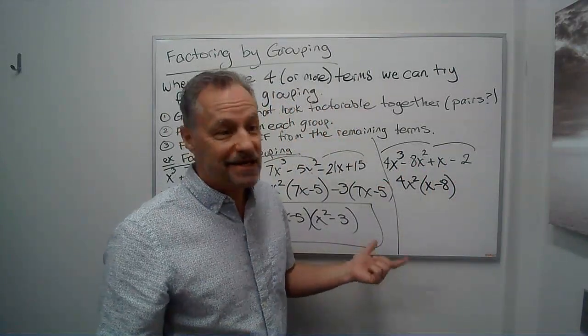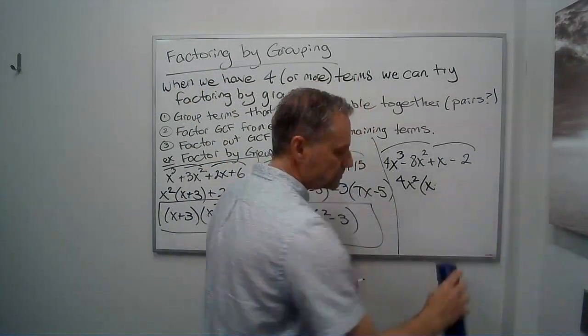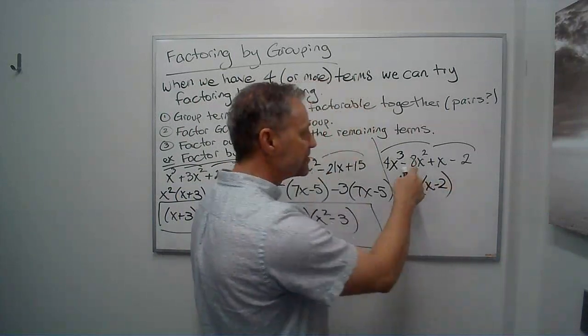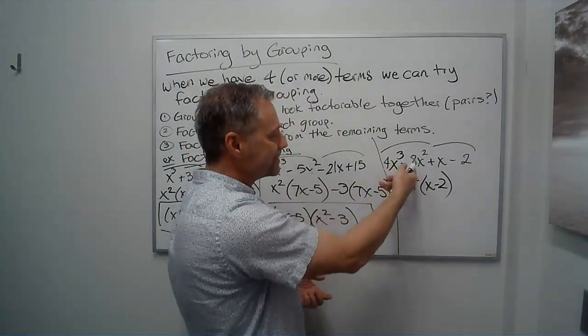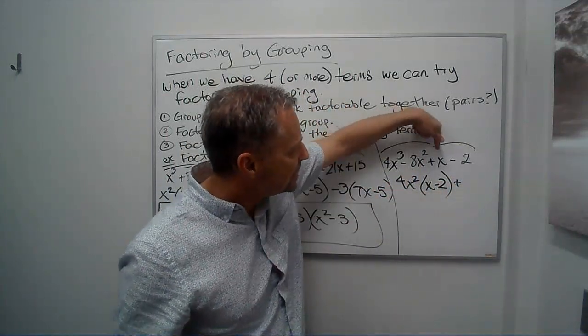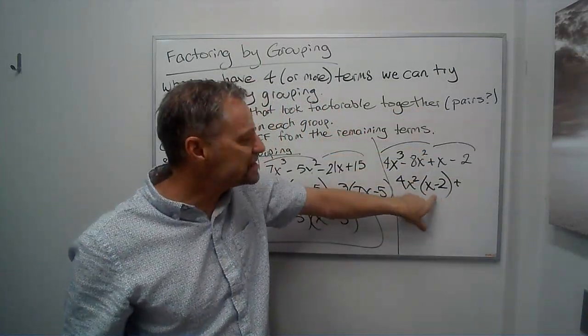I said minus 8, it's actually minus 2. Let's erase that. Right, because I factored out the 4 from the 8. 8 divided by 4 is obviously 2. And over here, notice there's nothing common to factor out, but I already have the x minus 2, which matches the x minus 2.